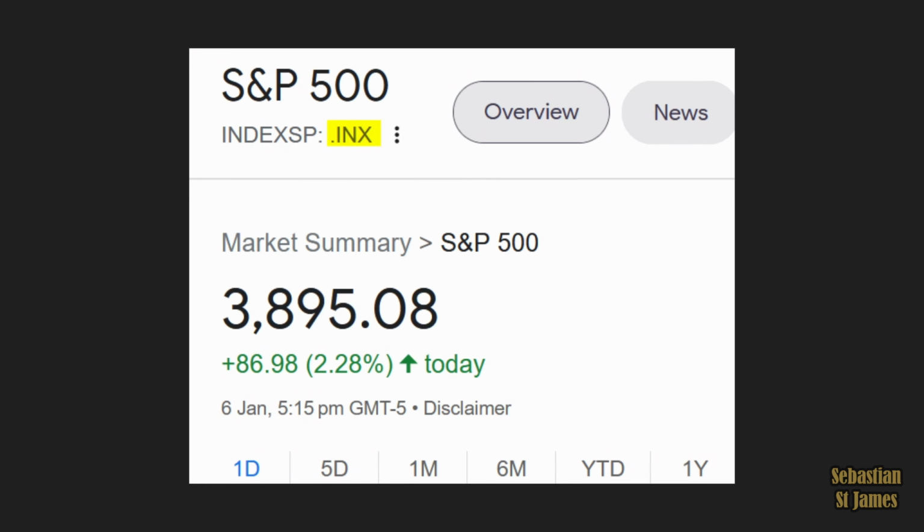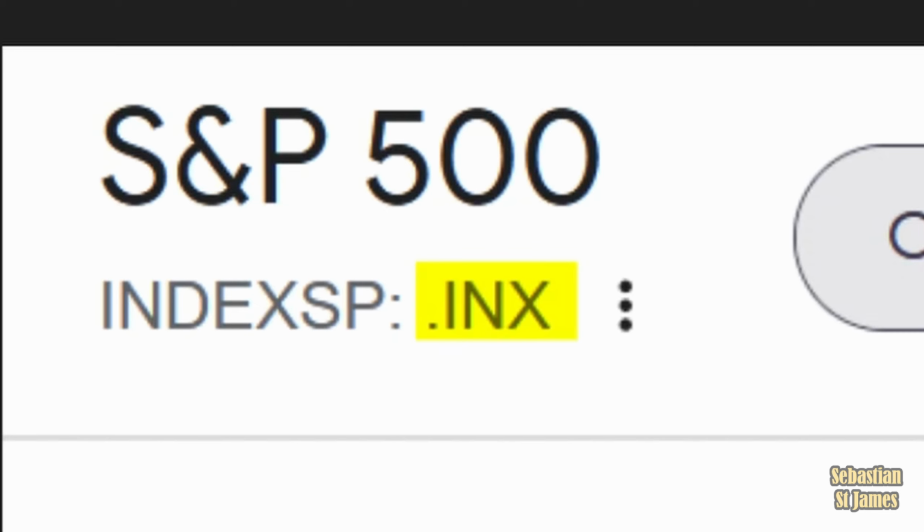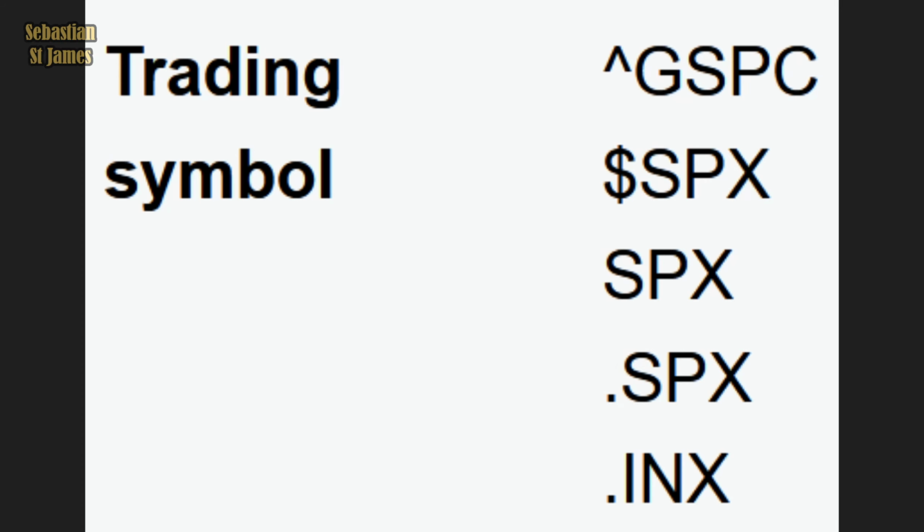This is the S&P 500 index, which can be known as .INX. It can also be known as caret GSPC, $SPX, SPX on its own, or .SPX or .INX. Goodness! No wonder we're confused. So in writing my own charting software, I had to come up with a standardized way of cutting through this mess and hopefully coming up with standardized terms.